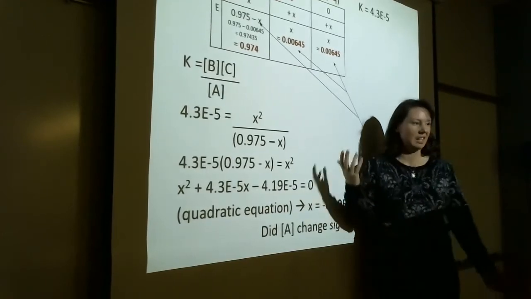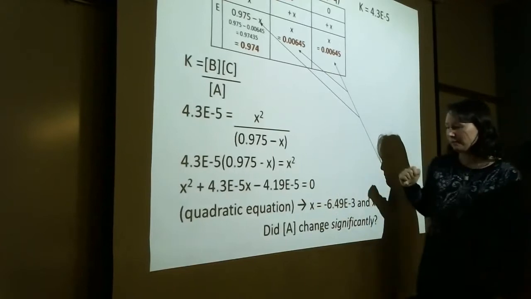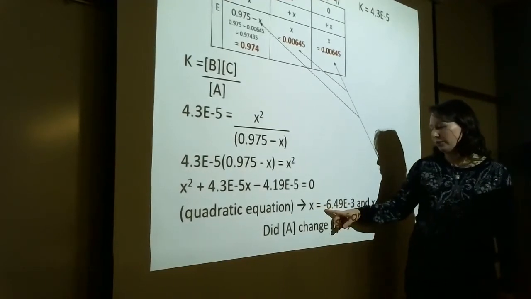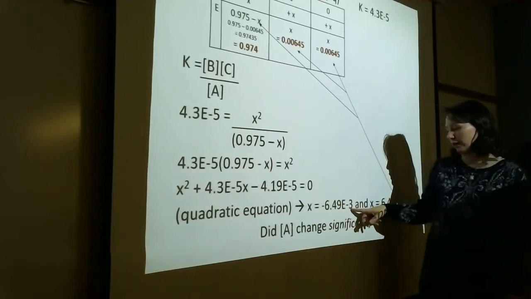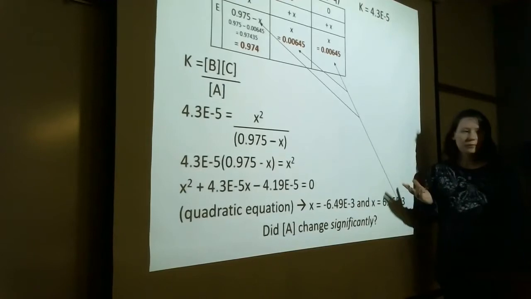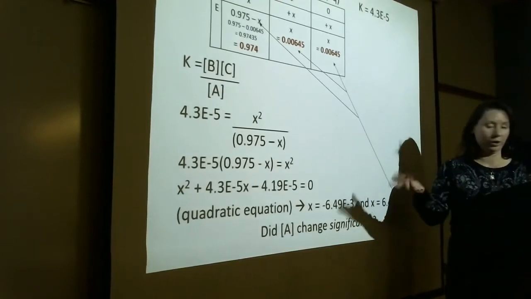It's just tedious, right? It's not hard, it's just tedious. And the quadratic equation will always give us two roots. We get x equals negative 6.49 times 10 to the negative 3rd, x equals 6.45 times 10 to the negative 3rd. How do I pick the answer that works?